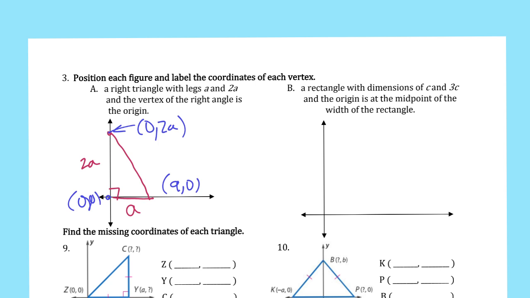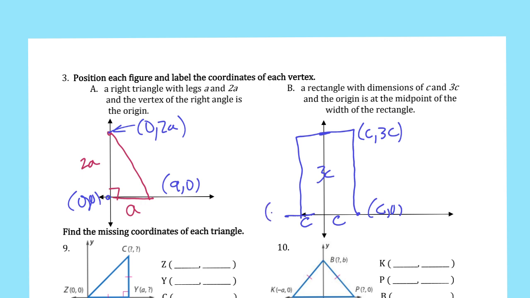Length and width are just two of the sides of a rectangle. So I'm going to make this to be c this way and c this way. And then our height, I'm going to make it to be up 3c. I just have more space than if I do that. So the height is 3c, up to here. This point right here would be right c and up 0. This would be right c and up 3c. This would be left c and then up 0. This would be negative c and then up 3c.